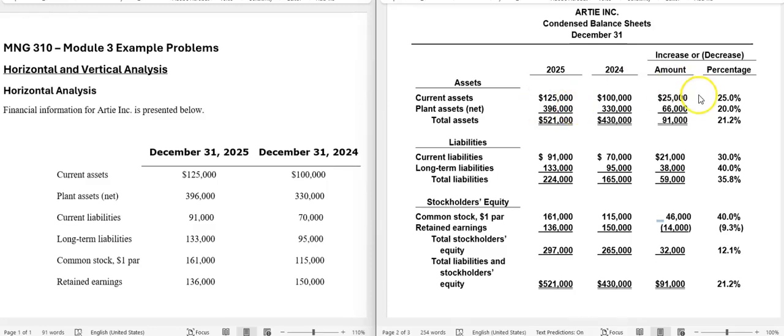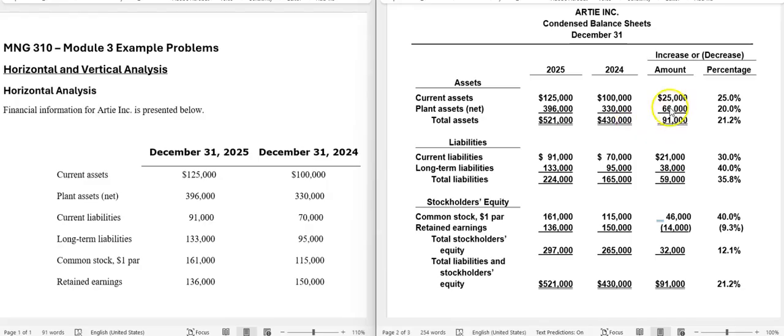And then to calculate the percentage change, we simply take the dollar amount and divide by the base year amount. Dollar amount of change divided by base year of 100,000. The change from 2024 to 2025 is a 25% increase. Plant assets. The change from 2024 to 2025 was 66,000. 66,000 divided by the base year amount of 330,000. There was a 20% increase from 2024 to 2025.